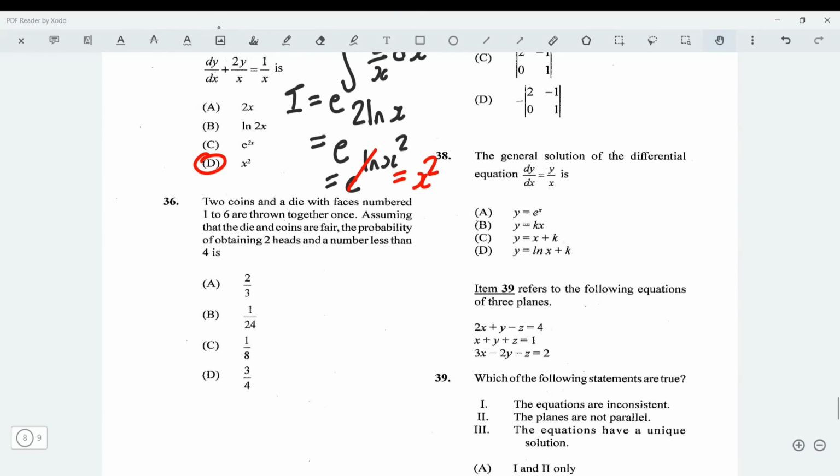Assuming that the die and the coins are fair, the probability of obtaining 2 heads and a number less than 4. So if we get 2 heads and a number less than 4, there's a half a chance to get a head. Well, let's look at it right here.